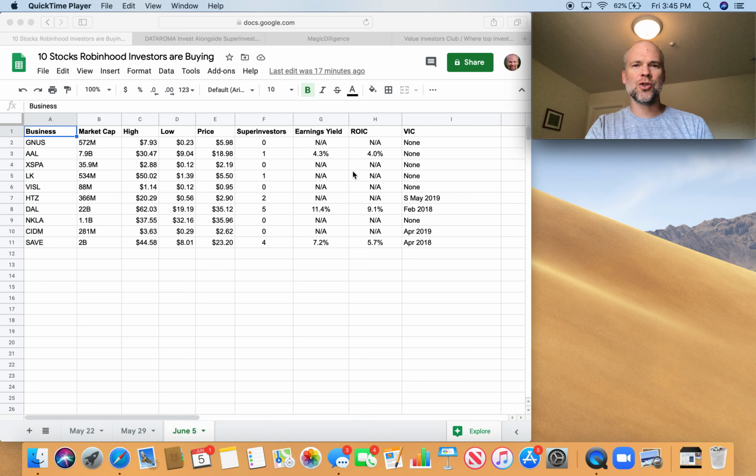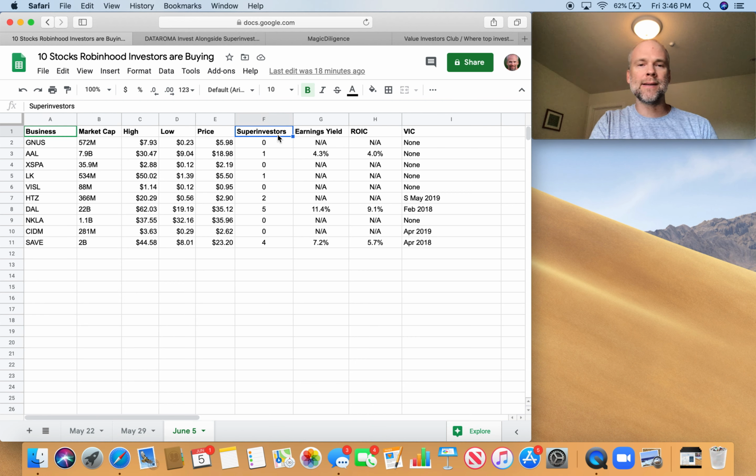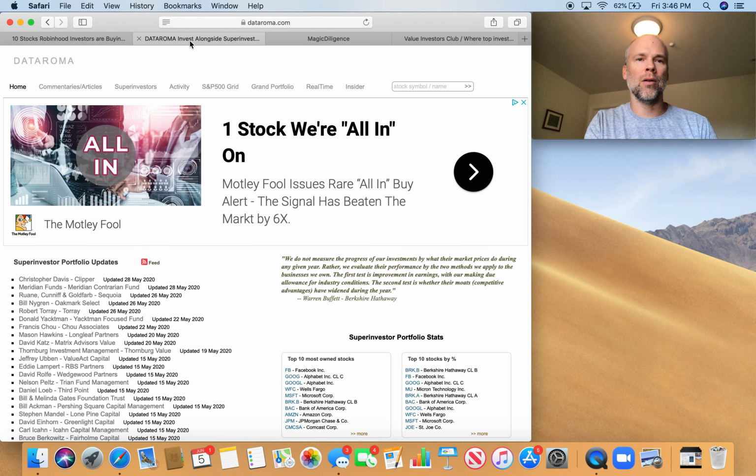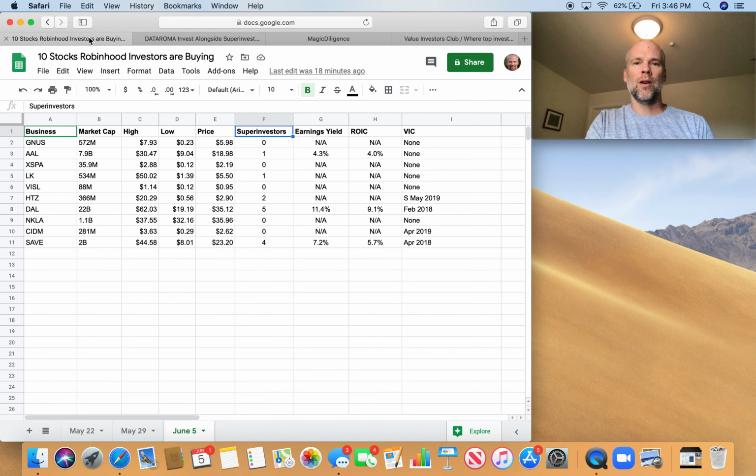And just so you guys know, this is kind of my first step in the screening process, to look at basically three different criteria for a stock, okay? The first one is how many super investors own the stock? And you can find that information here in Dataroma. Type the ticker symbol and you can see how many of these super investors actually own the stock in their portfolio. So that's the first one.